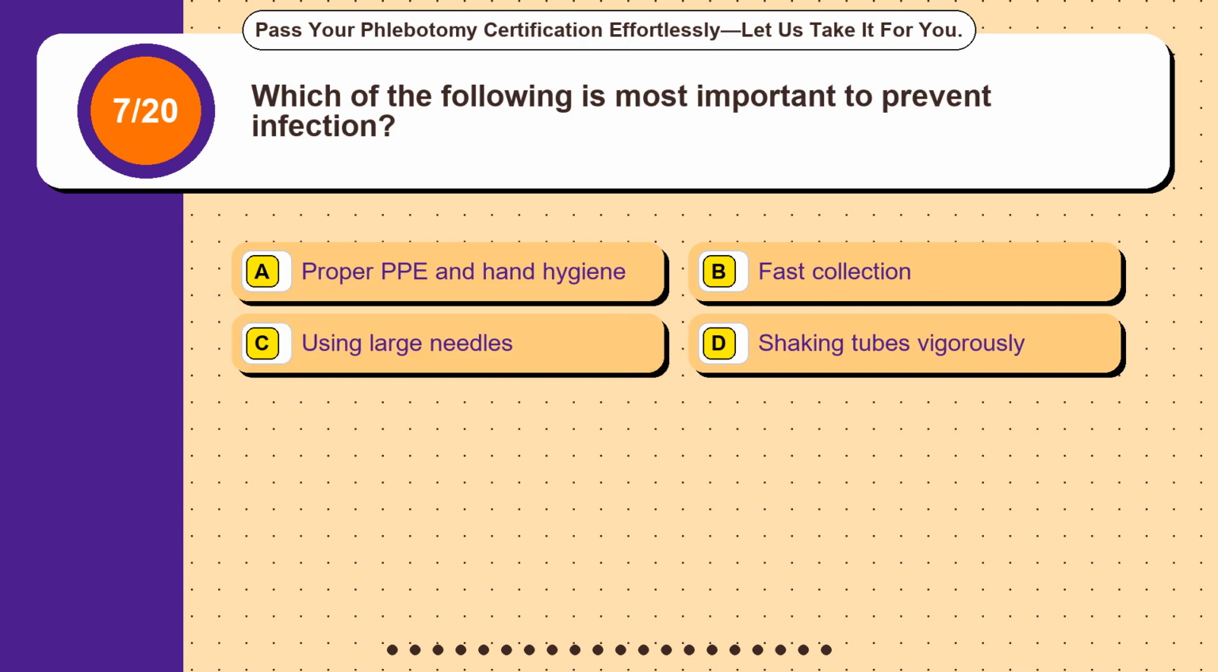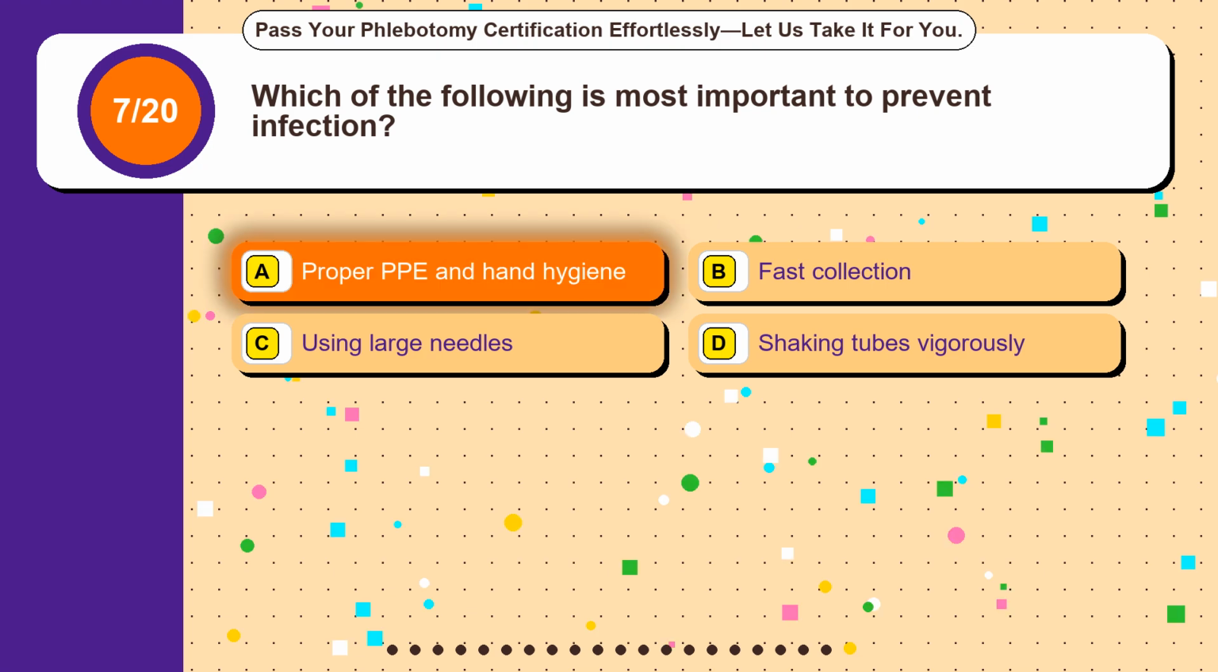Question 7. Which of the following is most important to prevent infection? Option A. Proper PPE and hand hygiene. Option B. Fast collection. Option C. Using large needles. Option D. Shaking tubes vigorously. The correct answer is option A.